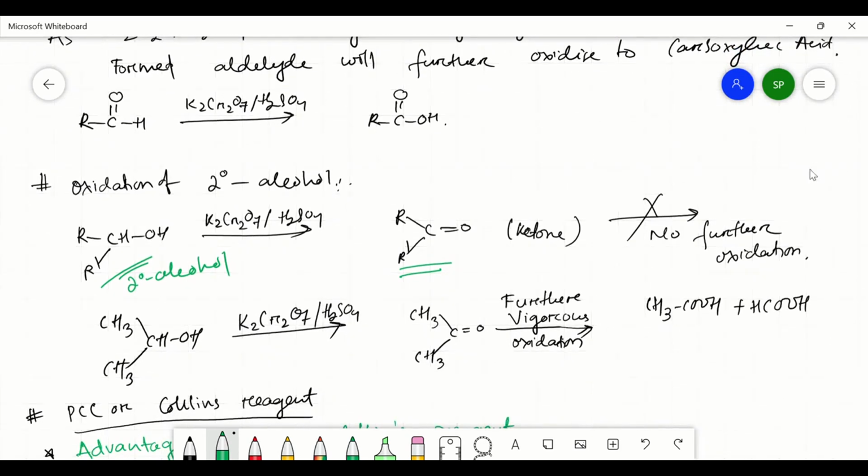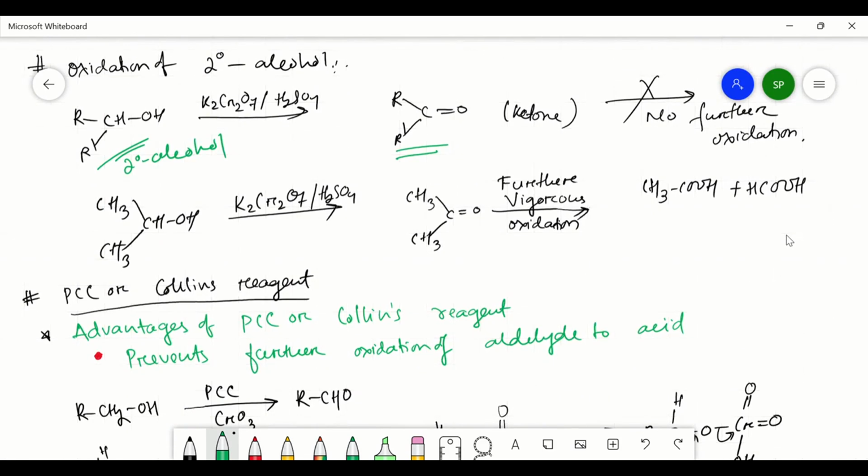And if we continue vigorous oxidation in case of ketone, if we consider one example like isopropyl alcohol, the isopropyl alcohol undergoes oxidation with acidified potassium dichromate. This produces acetone. And if we maintain the vigorous reaction conditions and this further undergoes vigorous oxidation, this may break here and there is formation of acetic acid and formic acid.